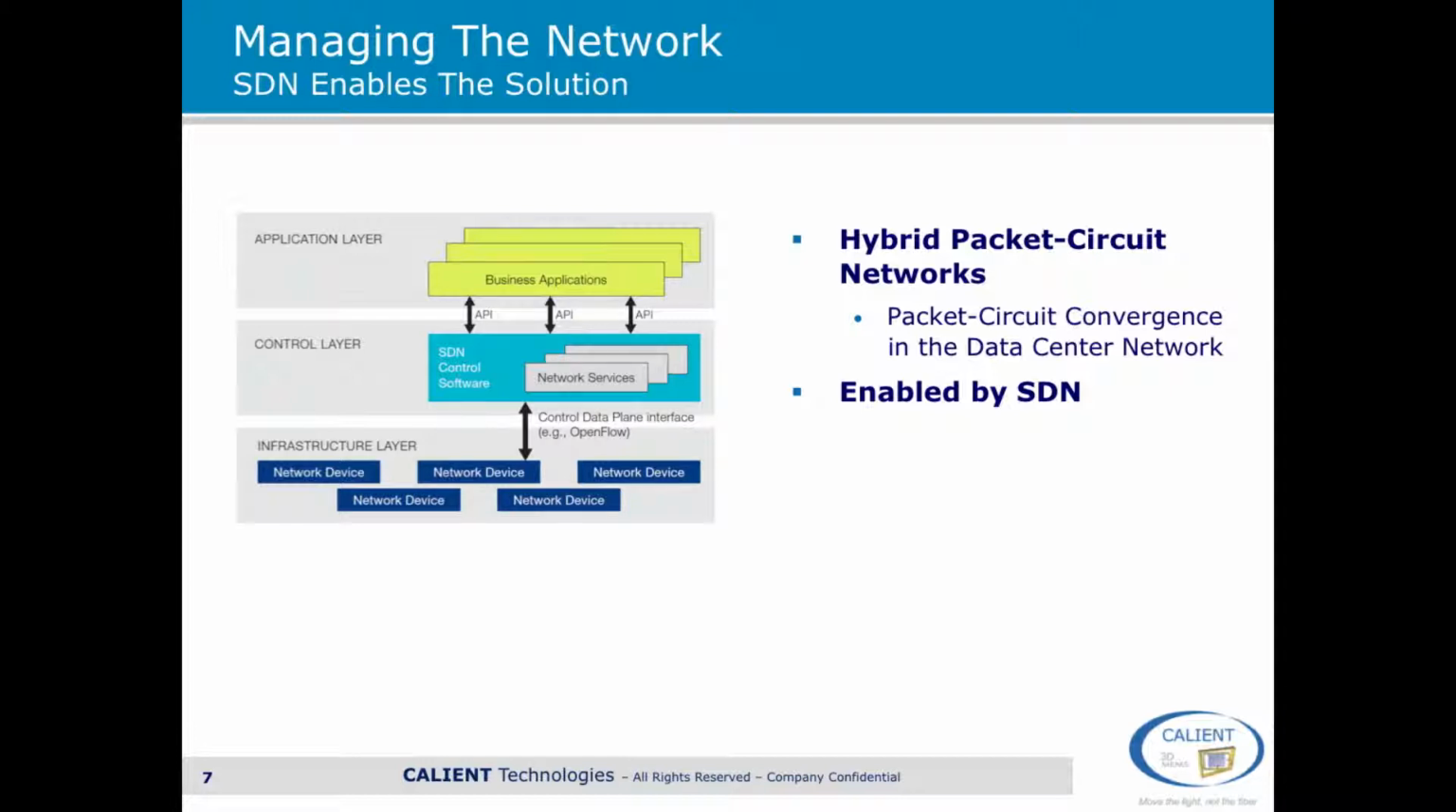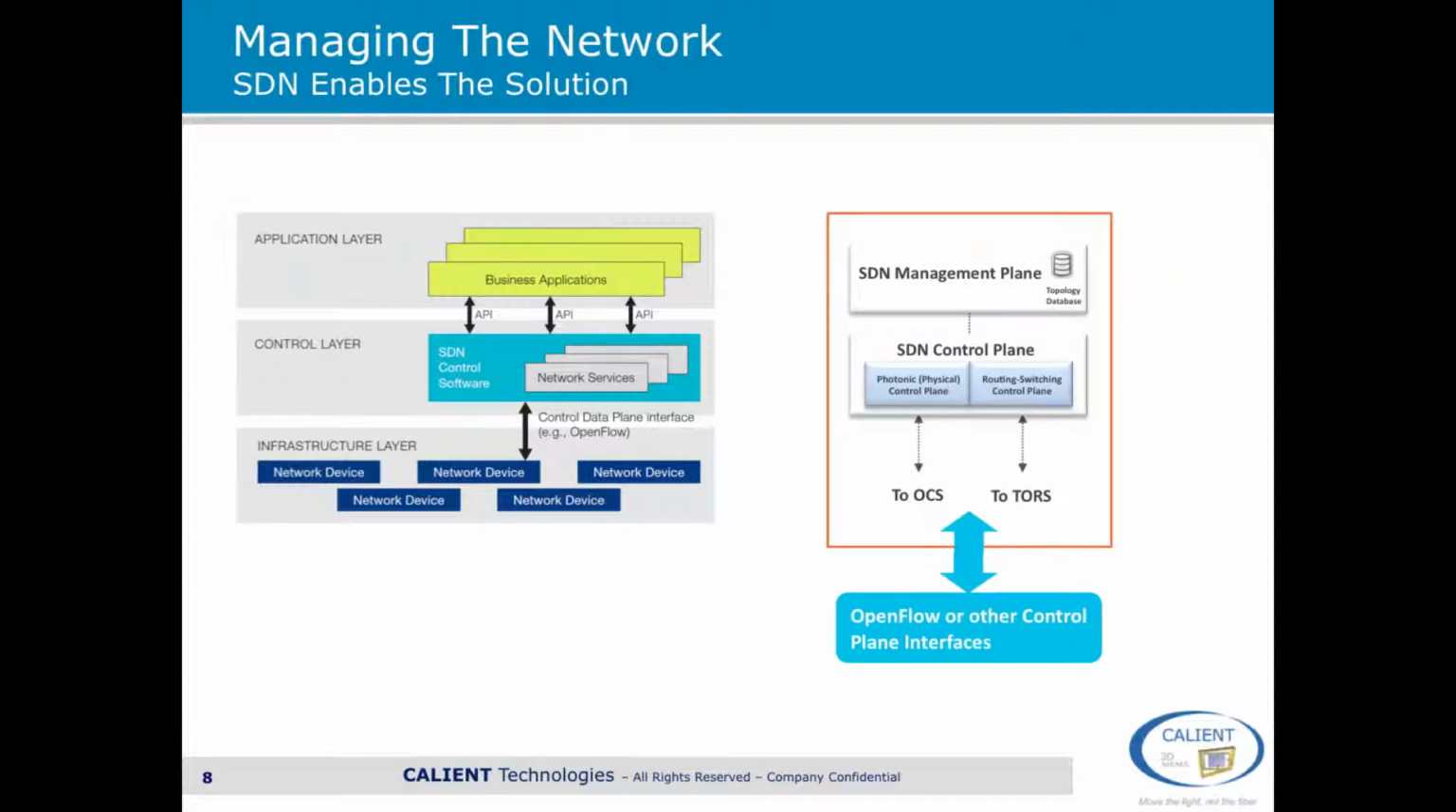What we show here is the well-known multi-layer SDN model with the application, control, and infrastructure layers. The important point here is that the packet and optical circuit switches can all coexist together in the infrastructure layer with coordinated control from the upper layers. How we see this coming together today in the large data centers is a management plane and a control plane containing both packet and circuit elements.